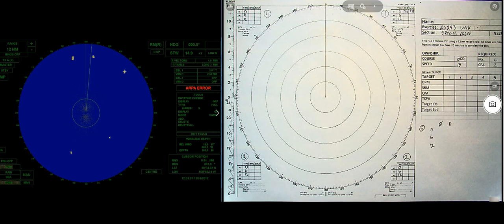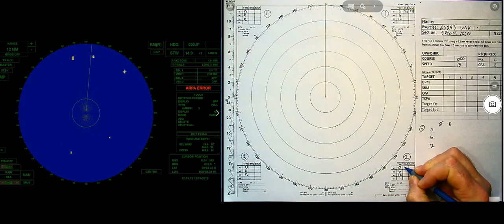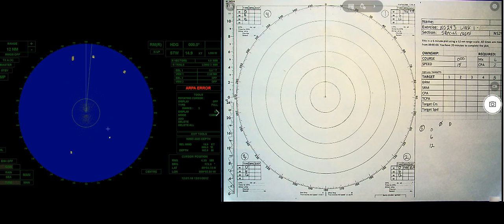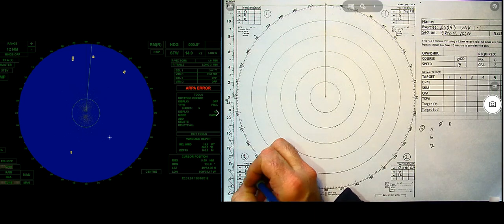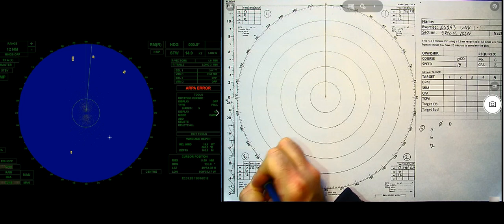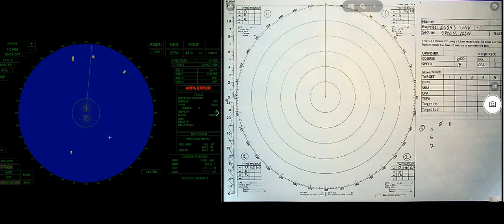Seems to me that target 2 is going to be at about 10 and 044, okay? So now I'm going to target 3. And it looks to me like target 3 is about 6 and 135, okay? About 6.0 nautical miles. All right.